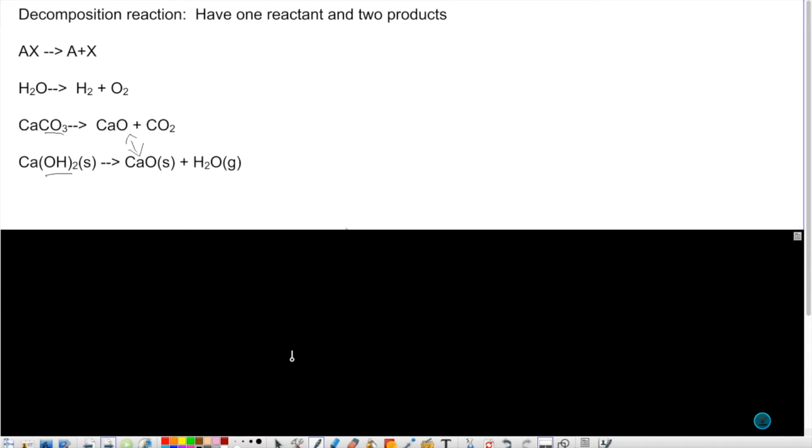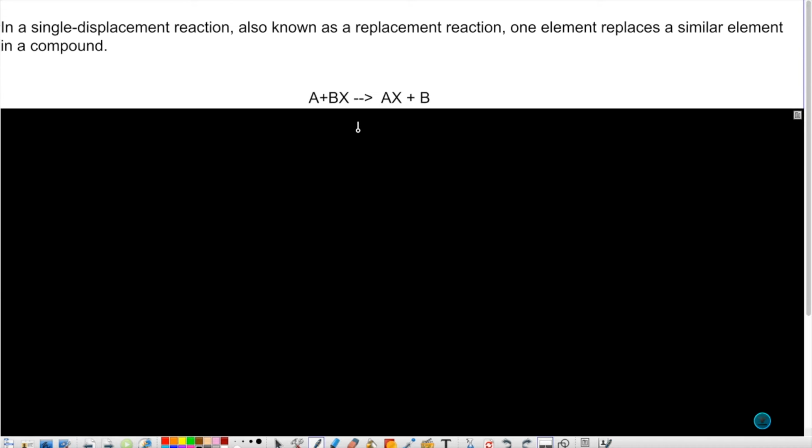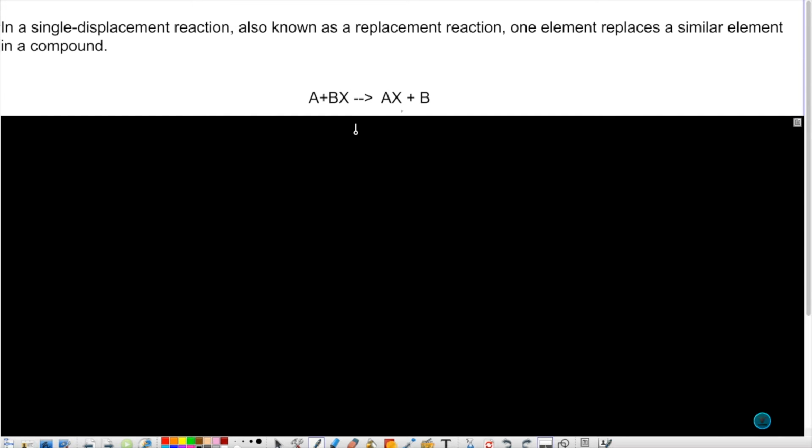All right, next type of reaction. This is a single displacement reaction. It's also known as a single replacement reaction, where one element replaces a similar element in a compound. All right, so here's the first one we're going to talk about. There are actually two types. A plus BX yields AX plus B.